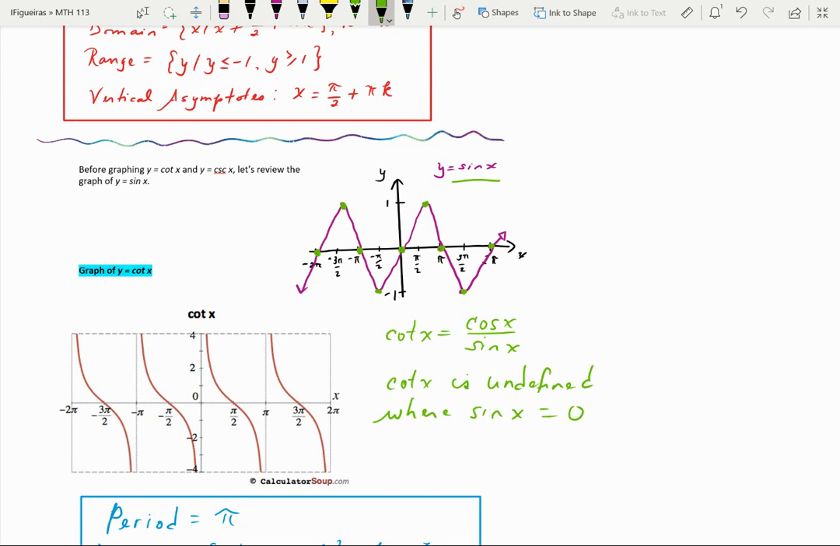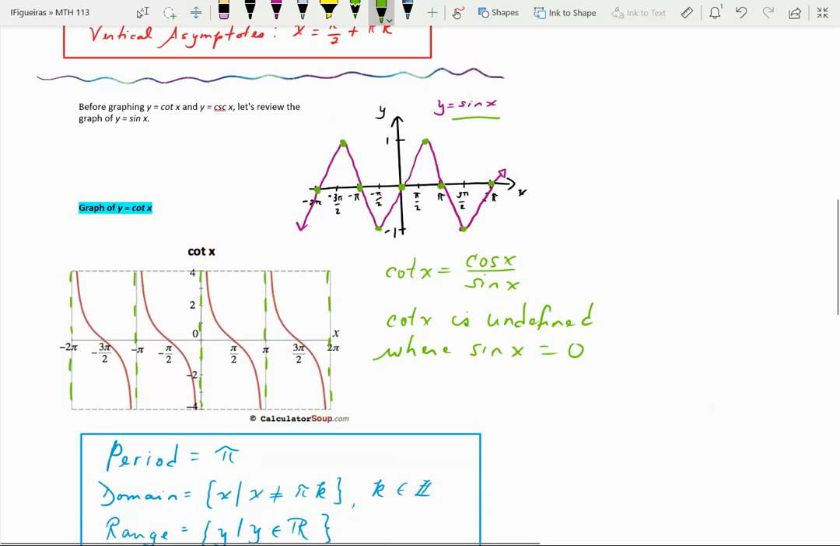So remember, let's start from left to right. Sine is equal to 0 at -2 pi, so -2 pi is a vertical asymptote. I'm going to put a dotted line here so you can see that. It's also 0 at negative pi, so this is a vertical asymptote for cotangent. It's also 0 at 0, and at 0, that also happens to be the y-axis, which is right here. It's also 0 at pi, and it's also 0 at 2 pi. So those represent your vertical asymptotes.